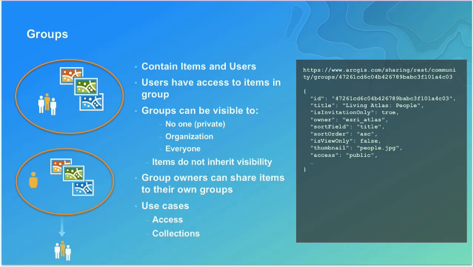So the group owner has the ability to share whatever items that they have access to into the group to create these collections. So you might want to create a gallery of items, and so you might put all the items that you care about into one group and then use the group to discover those items. This is how we built the Living Atlas. So the Living Atlas is a collection that we curate, and we put certain items that are in the Living Atlas inside of a group so other people can discover them.